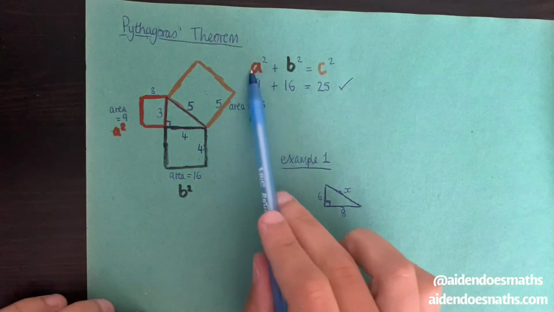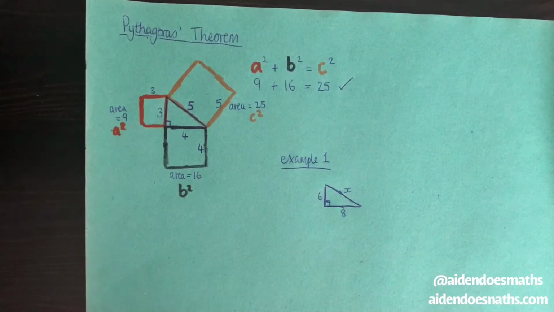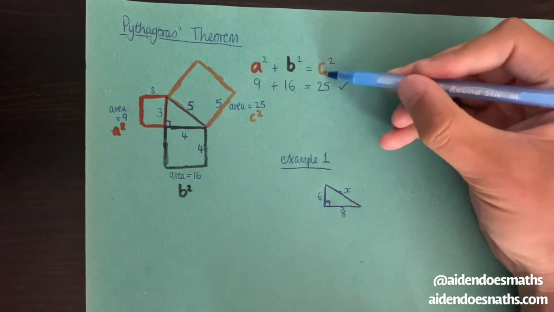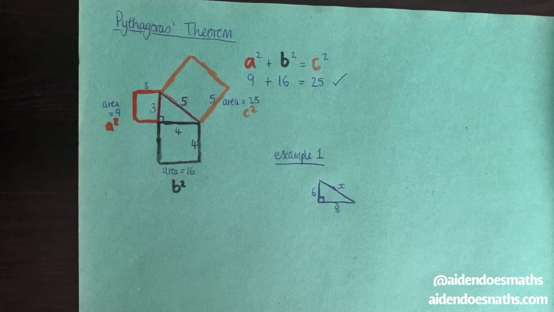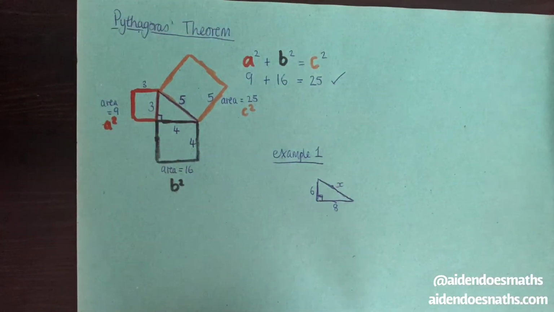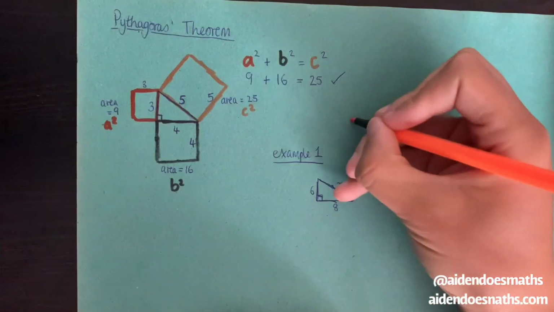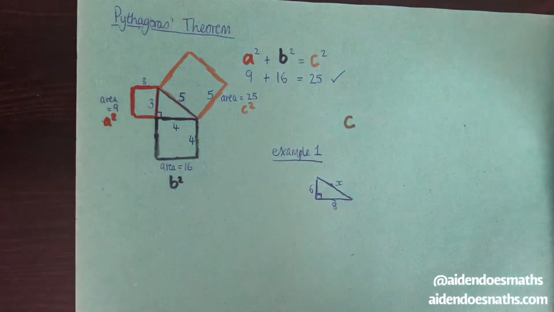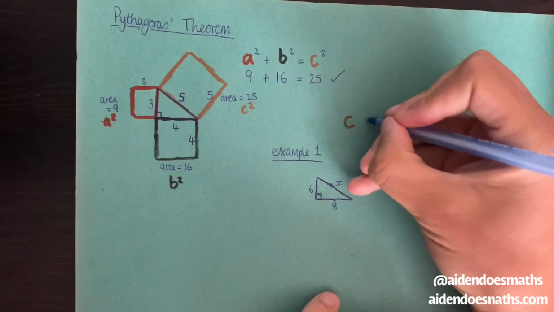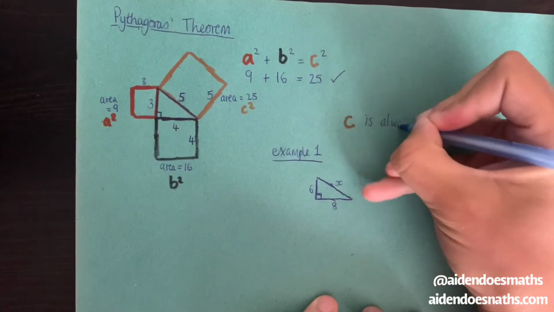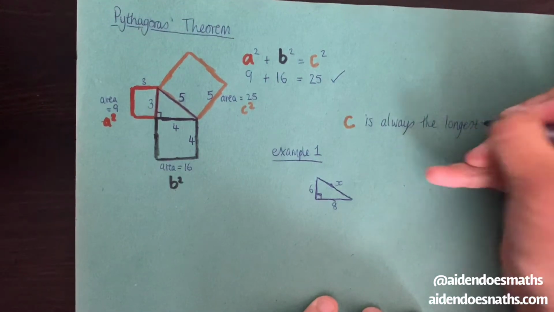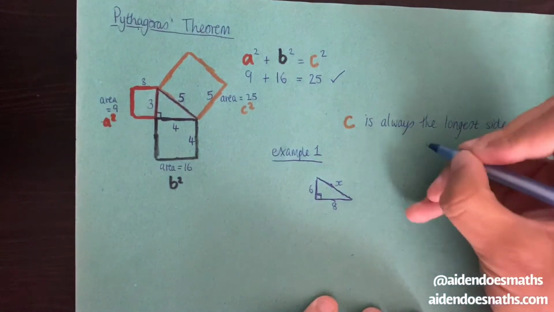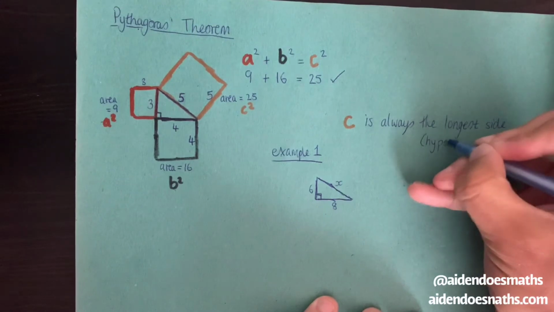So again, remembering this, A, B, and C. Now just be careful. The only thing we need to remember here is that C is always going to be the longest side. It's what we call the hypotenuse. So C, let's use our orange pen just to make it clear. C is always the longest side. We call it the hypotenuse.